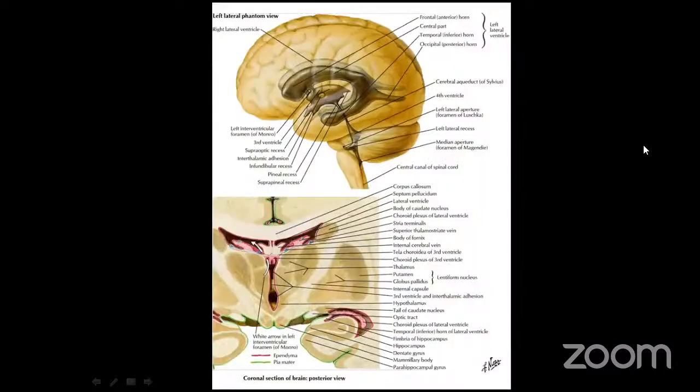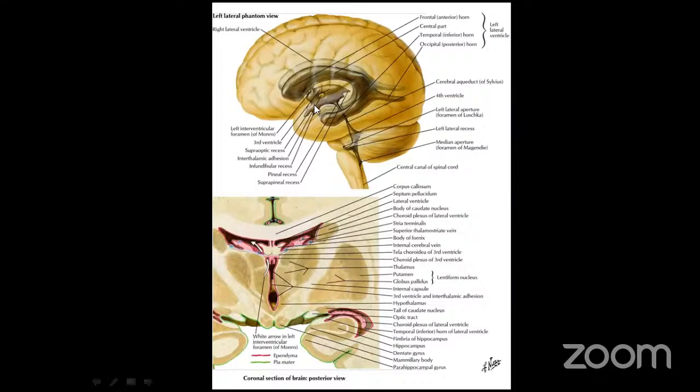So this is a view which shows how the ventricles are actually arranged. We saw the surface anatomy. We can appreciate that the lateral ventricle is housed by the lateral cerebral hemispheres. Then we have got the foramen of Monro, which provides a pathway to the third ventricle. This is housed by the diencephalon portion. It is the thalamus and the hypothalamus.